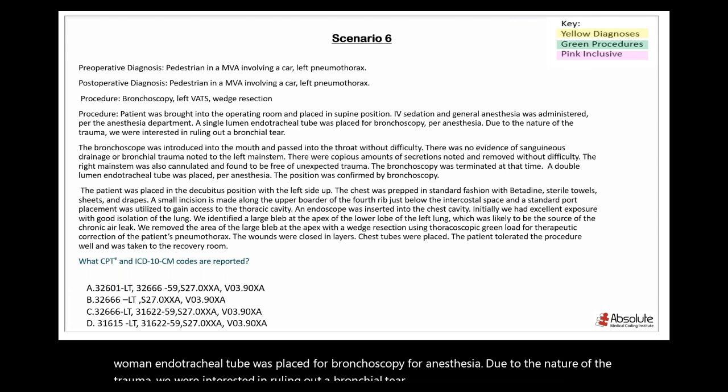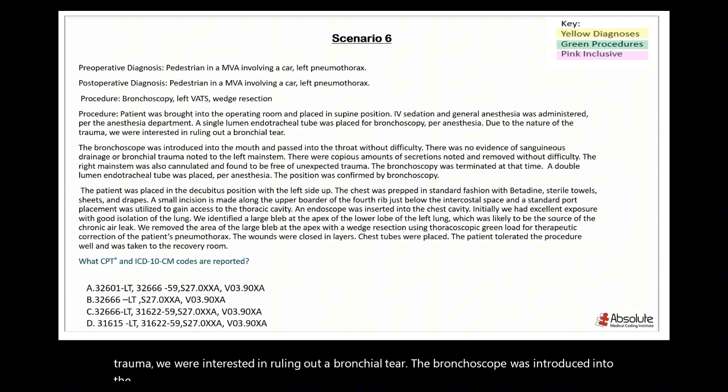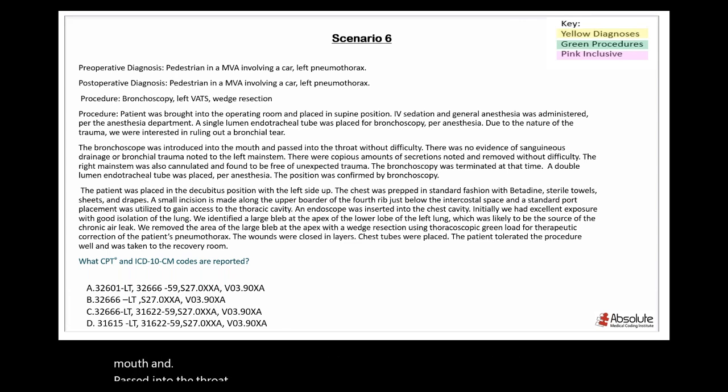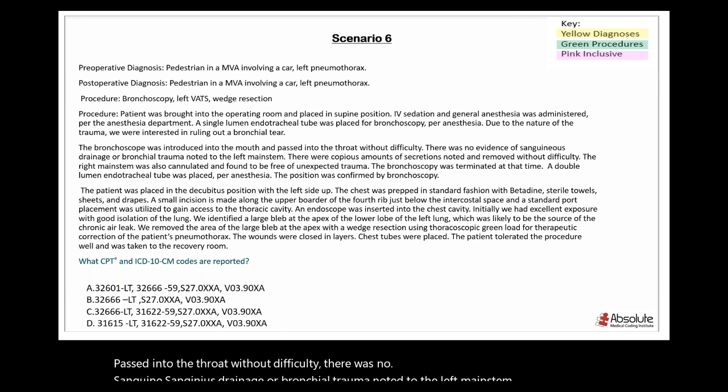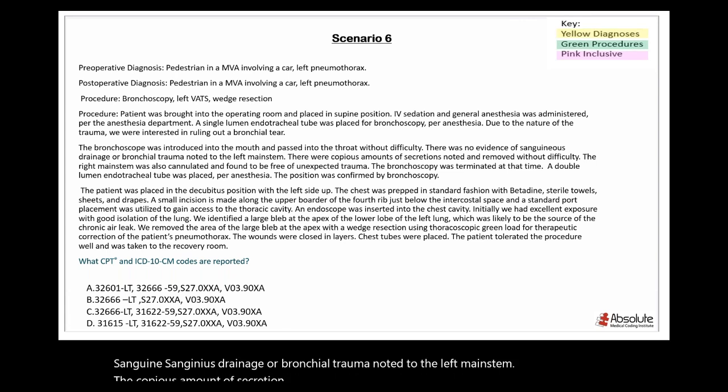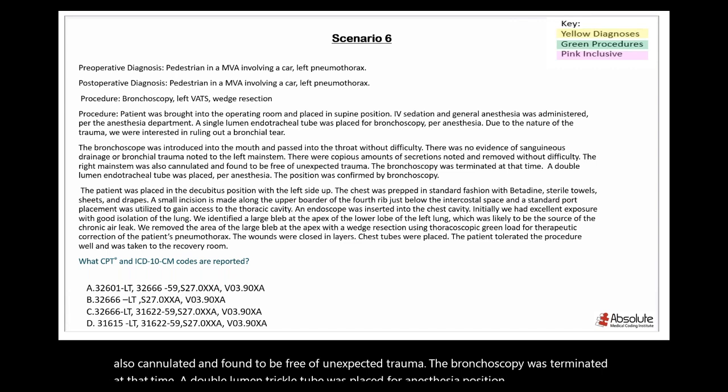The bronchoscope was introduced into the mouth and passed into the throat without difficulty. There was no sanguineous drainage or bronchial trauma noted to the left mainstem. There was a copious amount of secretion noted and removed without difficulty. The right mainstem was also cannulated and found to be free of unexpected trauma. The bronchoscopy was terminated at that time. A double lumen tracheal tube was placed for anesthesia. Position was confirmed by bronchoscopy.